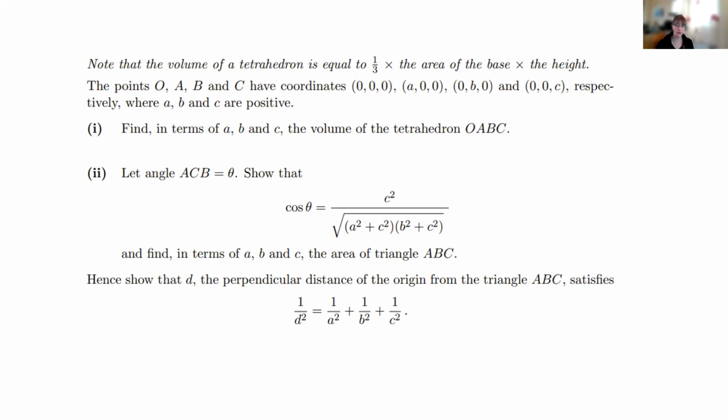This question has got two parts, and it's also got some information at the top, which is sometimes called the stem. So this part at the top here is information which is then used in the rest of the question. So throughout the whole question, points O, A, B, and C are these defined points. Right, what we're going to do first is look at the first part of the question.